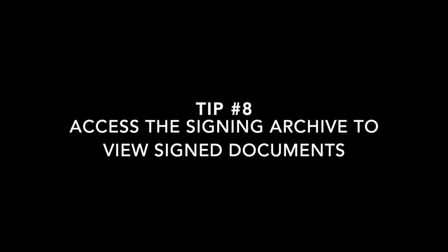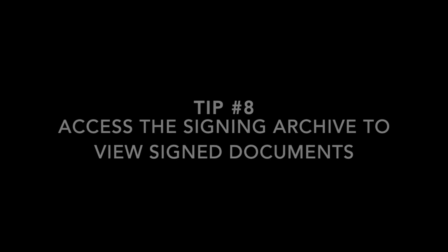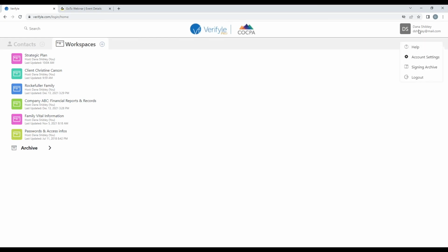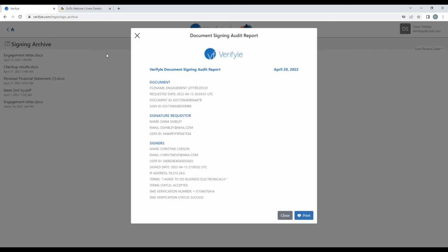Tip number 8, access the document signing archive to see signature records. If I click on my name at the top right and then click on Signing Archive, I can see a list of documents for which I've requested and received an electronic signature or that I've signed myself. And for any of those documents, I can click on the gear symbol and click on View Signing Info to see the full document signing audit report for that particular signature.